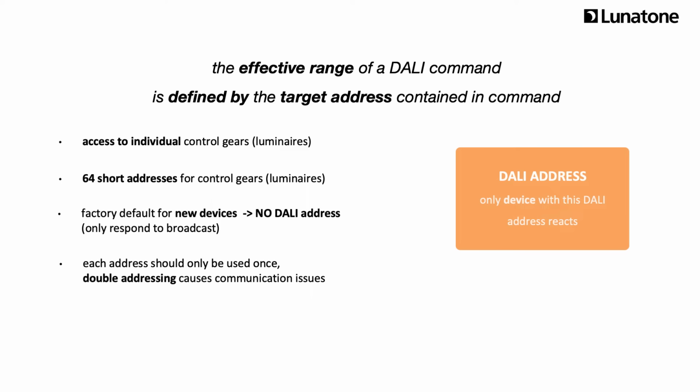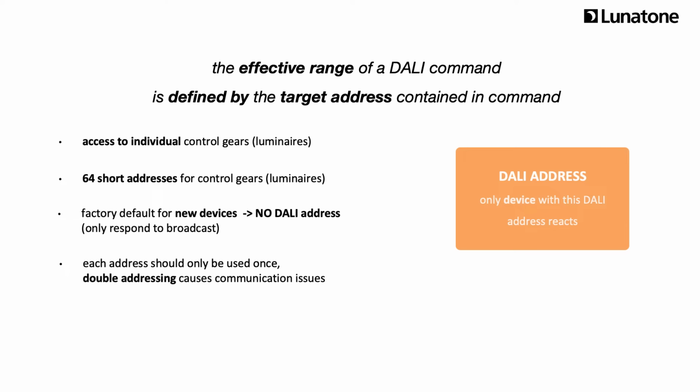Each address should only be used once. Two or more control gears having the same address will cause communication issues. For example, if a control unit requests a status, two devices will react and respond at the same time. That will cause a collision. The controller will not understand the response and instead report a communication error. Communication issues are visible in the DALI cockpit.